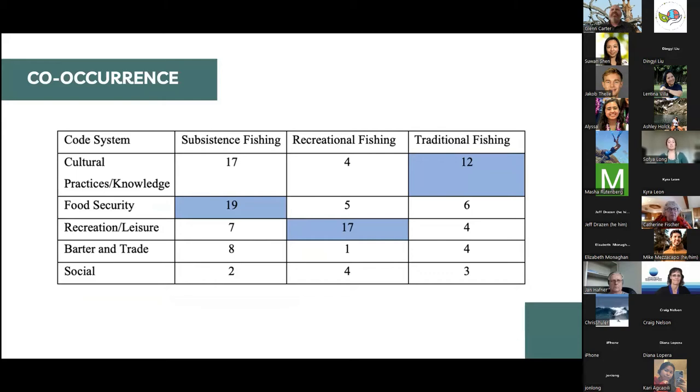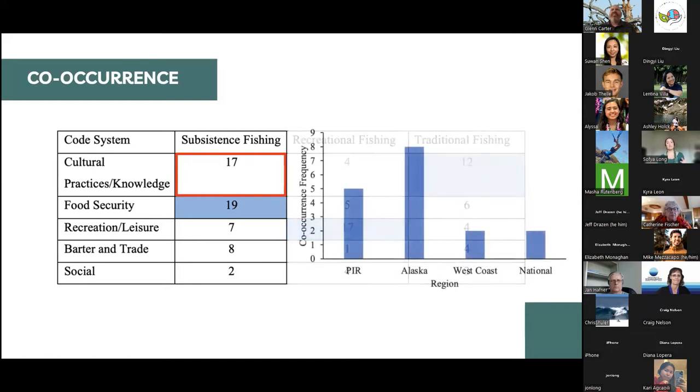So these are all kind of expected co-occurrences, but what's interesting is you look at subsistence fishing and cultural practices and knowledge that co-occurred almost as many times as food security and subsistence fishing did. And this essentially means that there is a large cultural element to subsistence fishing that is being discussed in the policy. And the policy that is being discussed most frequently in is Alaska. 8 out of the 17 co-occurrences were in Alaska, again signifying that there is an extreme cultural element and a cultural importance to subsistence fishing.